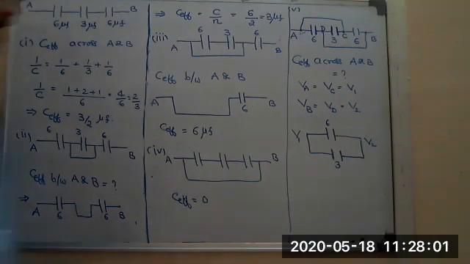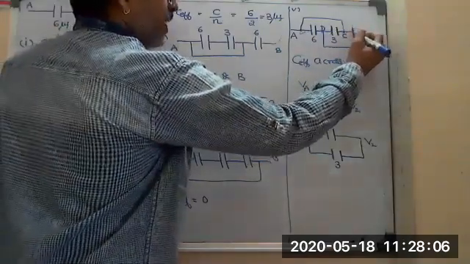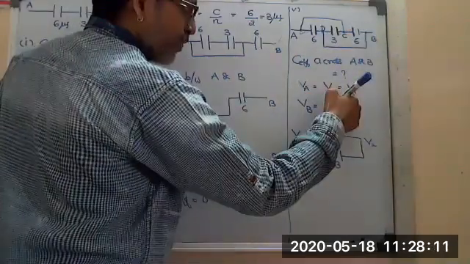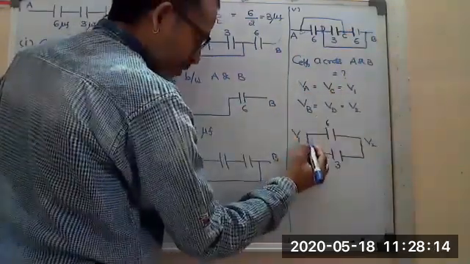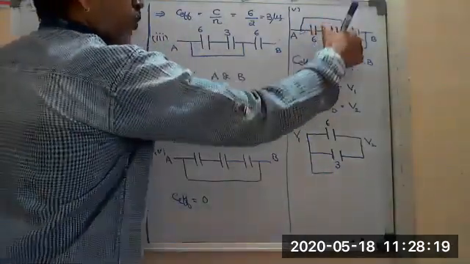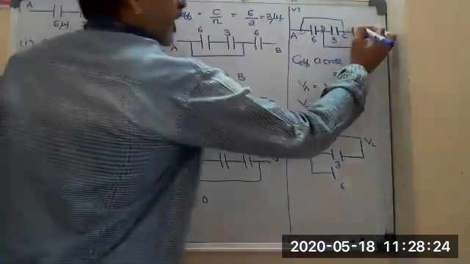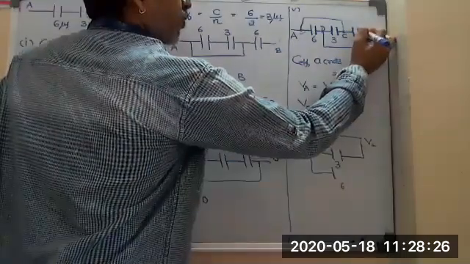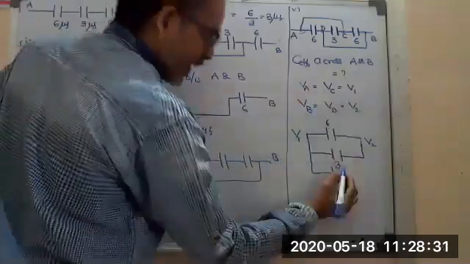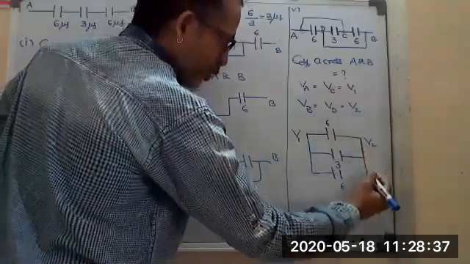And then look at the last one, Nana. Here the first plate of the third capacitor is connected to C. C means it is at V1. So at V1 the first plate of the 6 microfarad is connected, and the second plate of that 6 microfarad is connected to whom? B. B is at V2. The second plate is connected to D, which is at V2.